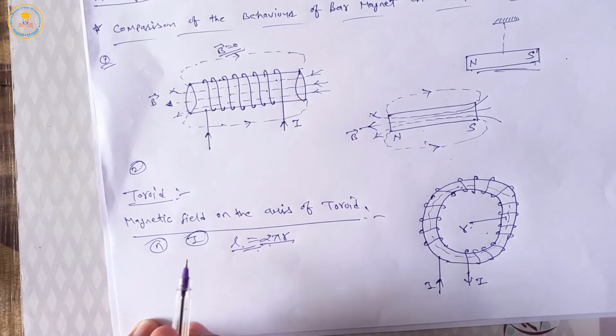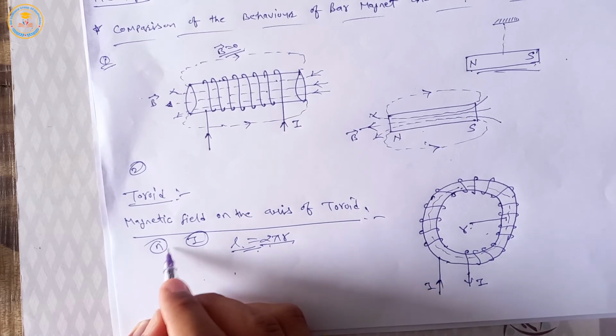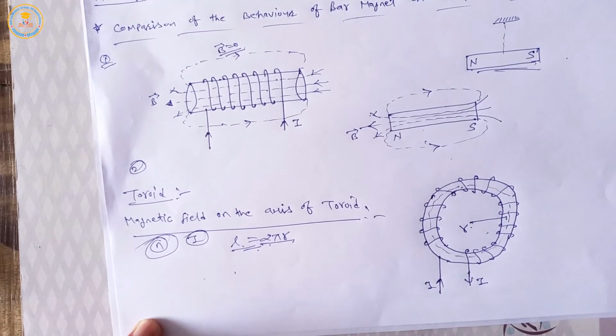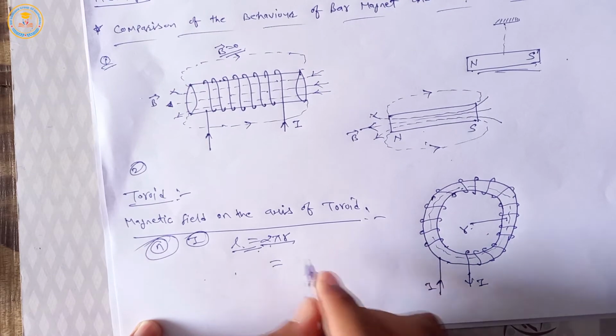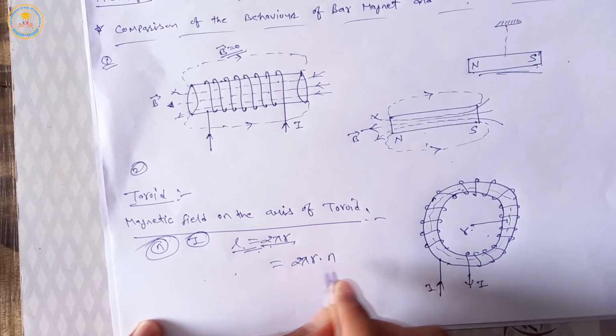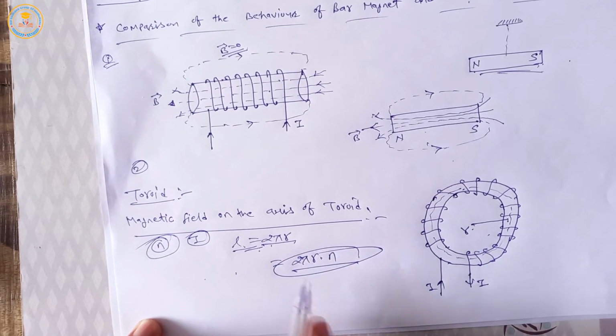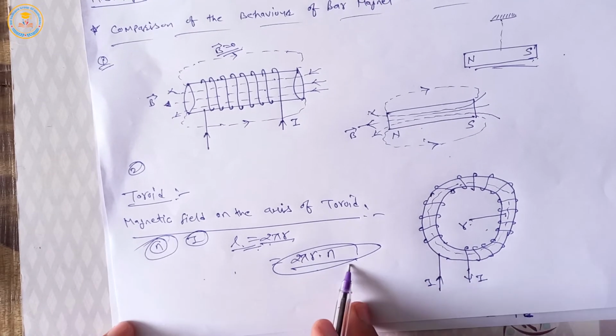Okay, now we know that the number of turns per unit length is small n. Then the total number of turns in the total length is equal to 2 pi r into n. This is the total number of turns in the total length.